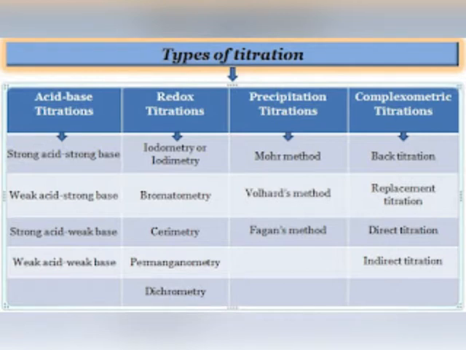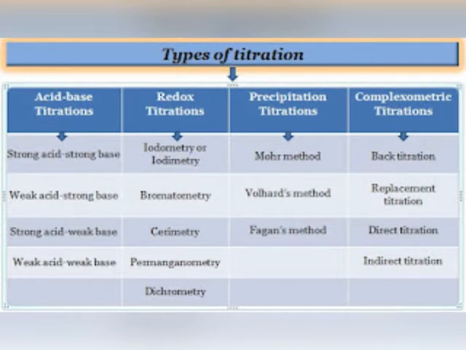And here are the types of acid-base titrations. Strong acid to strong base, weak acid to strong base, strong acid to weak base, and weak acid to weak base.